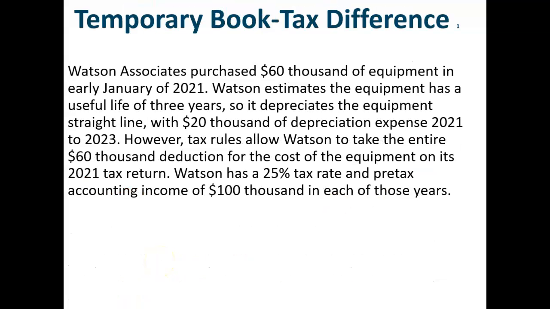Let's look at the Watson Associates example that we discussed in prior videos from the balance sheet point of view. Watson Associates purchased $60,000 of equipment in early January 2021. Watson estimates that the equipment will have a useful life of 3 years, so it depreciates the equipment with straight-line depreciation, $20,000 of depreciation expense each year, 2021, 2022, and 2023.